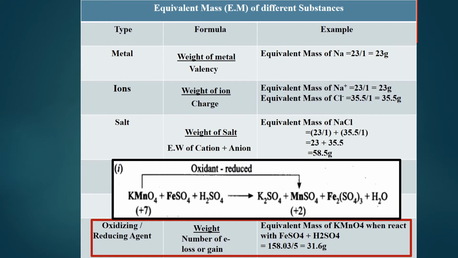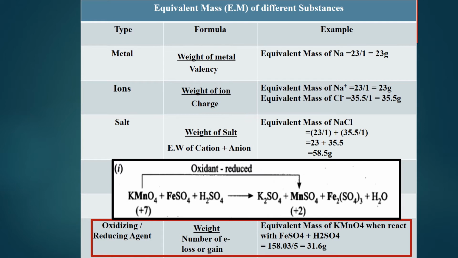between the two states. For example, for calculating equivalent mass of potassium permanganate, when potassium permanganate reacts with iron sulfate and sulfuric acid, find out total number of electrons gained by manganese in the reaction.